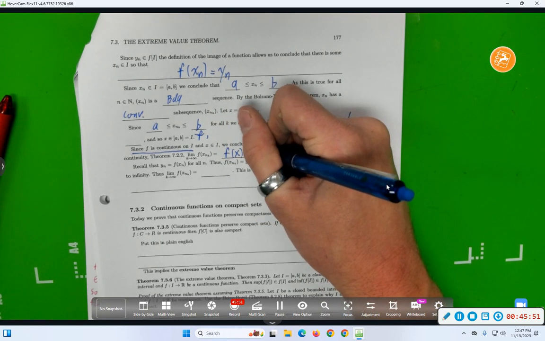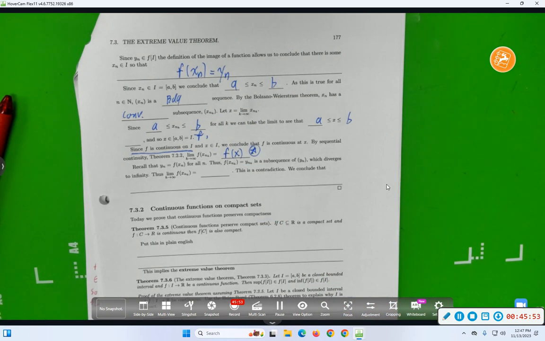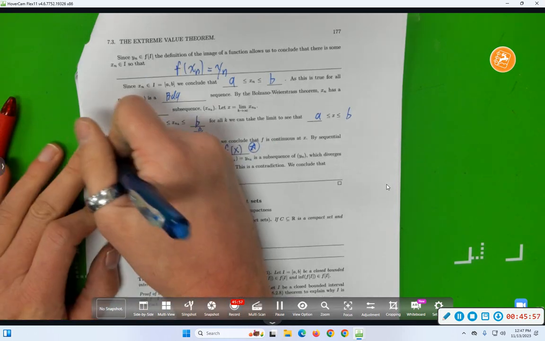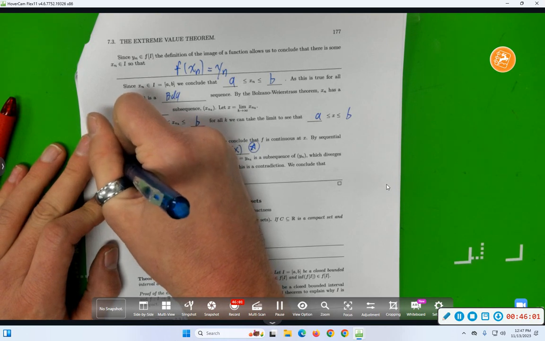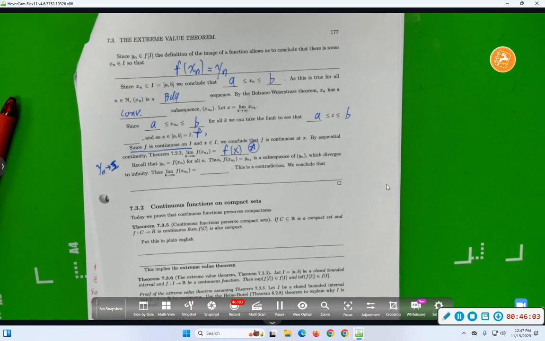F of X. That's good. Hold on to this. This will be important. Let's go back to thinking about the y sub n's. So let's remember what we have right now, that y sub n converges to the supremum. So if y sub n converges to the supremum, then notice f of x sub n sub k is a subsequence of y sub n. If y sub n goes to the supremum, then where do its subsequences go? Also the supremum.